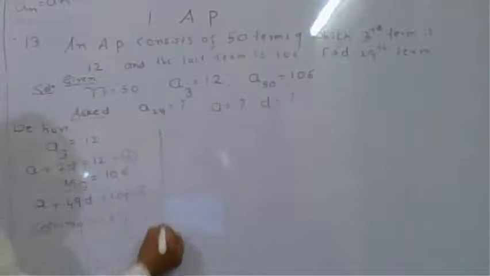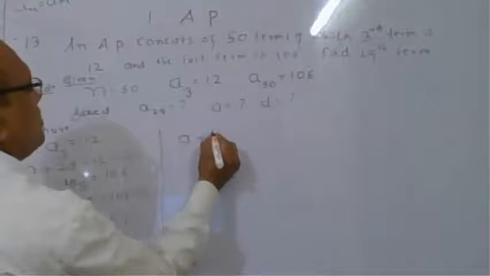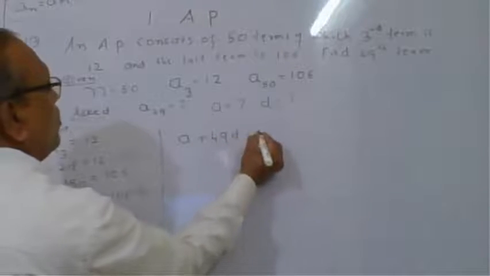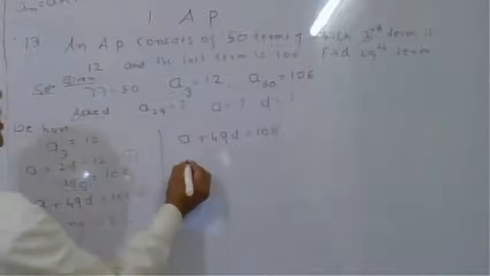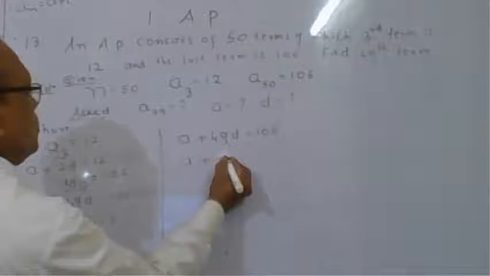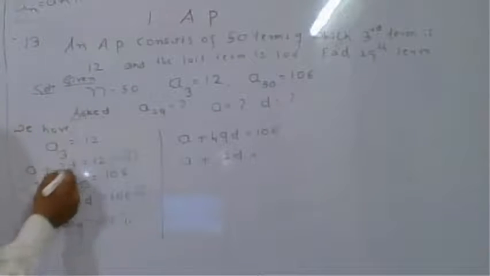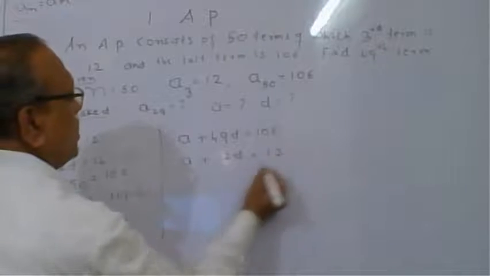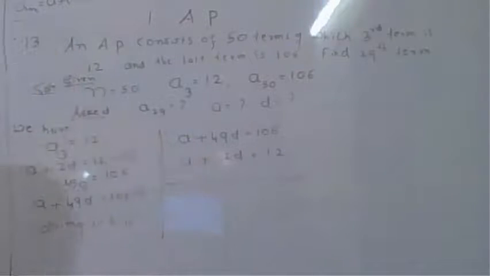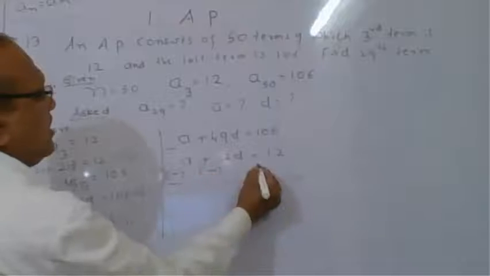When you solve, you have to write them one below the other. Write A plus 49D. You learned already how to solve linear equations by writing one below the other. Then you have A plus 2D is equal to 12, equation 1. Subtract. You will get minus here, plus becomes minus, minus becomes plus, sign changes.